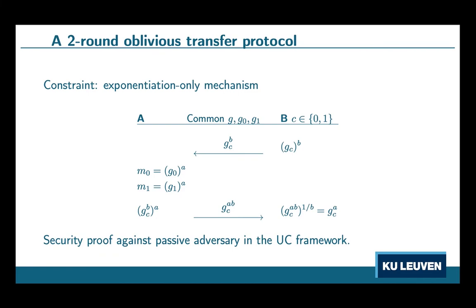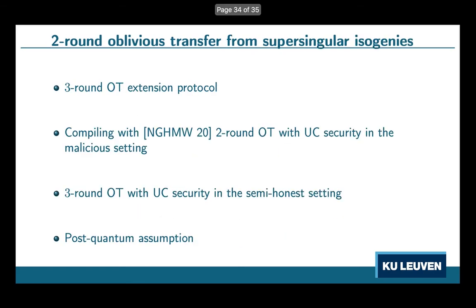By then generating pseudo-random keys from these 2 values, Alice and Bob can use symmetric cryptography techniques to exchange arbitrary strings, and thus this gives us 2-round string OT. Unfortunately, for this particular protocol, we only have a security proof against passive adversaries in the UC framework, which is already a good result. But this 2-round oblivious transfer protocol does allow us to do quite a few things.